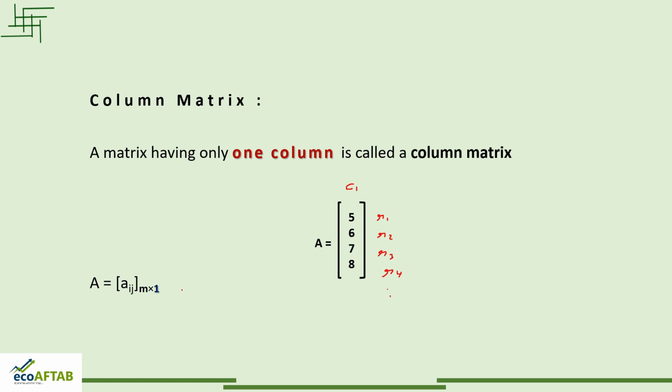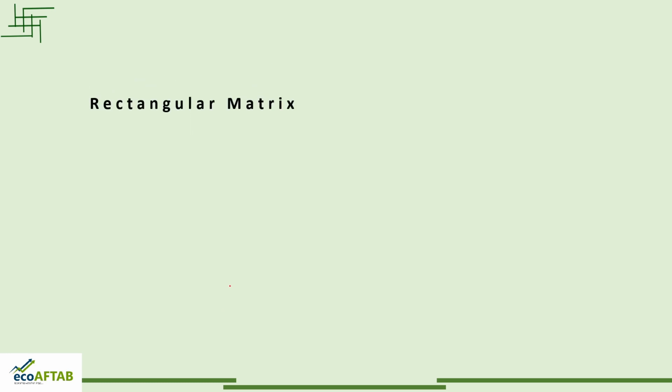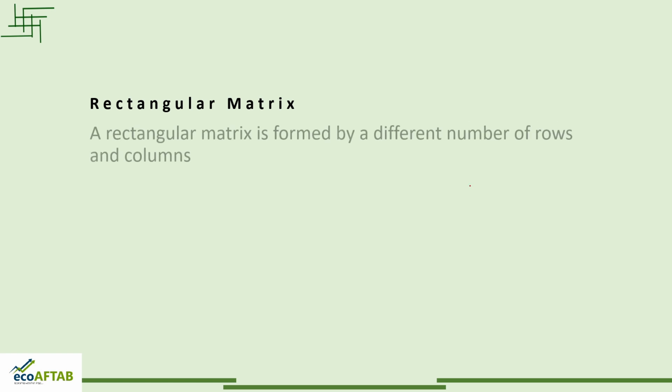So here also you can see it is m by 1 because the rows are m in number and there is only one column. Next one is rectangular matrix. The name itself tells: any matrix in the rectangular form, it may be vertical rectangular or it can be horizontal rectangular. So this is what is a rectangular matrix.